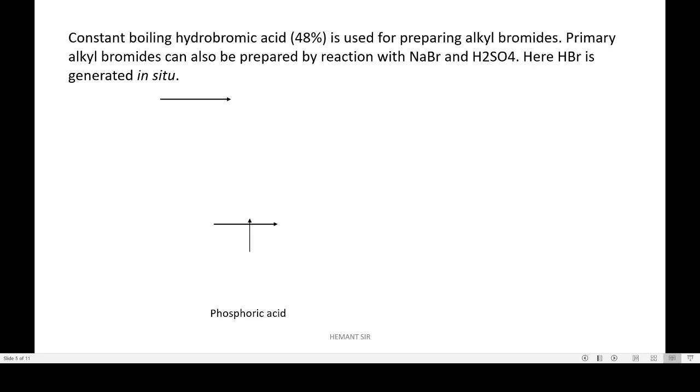Here HBr is generated in situ. Let's see the reaction. Here ROH, alcohol, is given. HBr is obtained from sodium bromide and H2SO4 in situ. It gives alkyl bromide plus water.